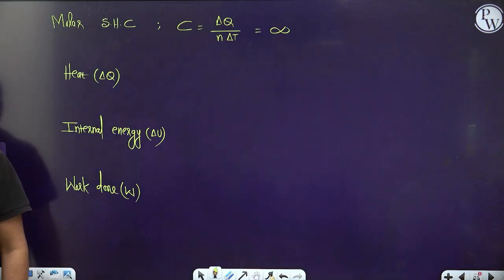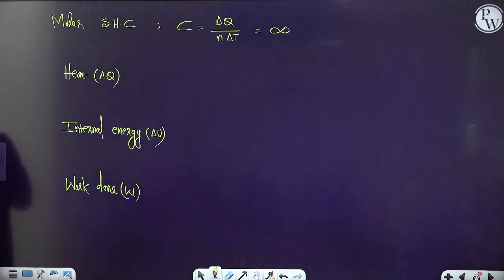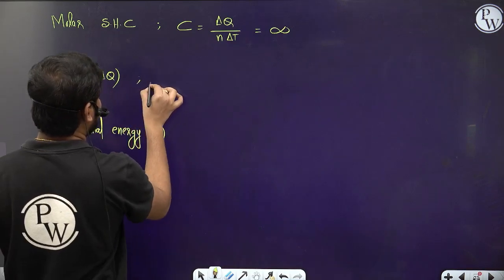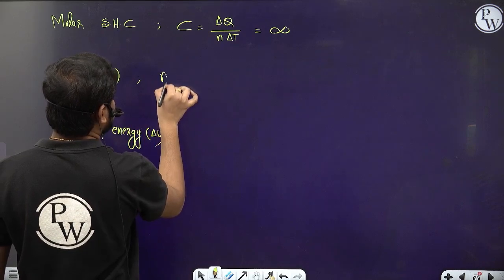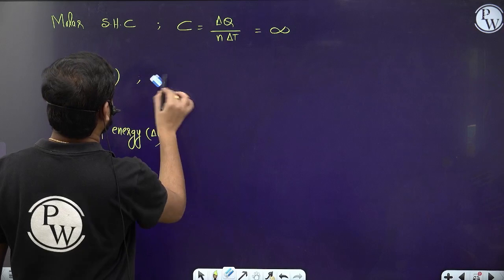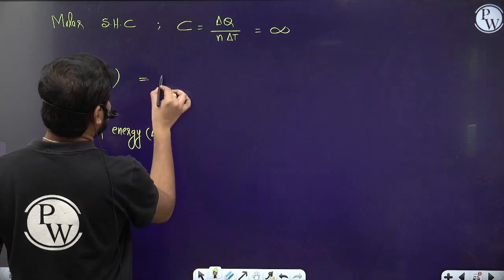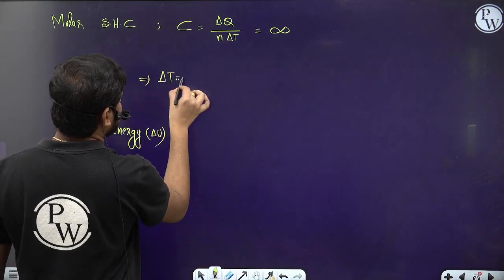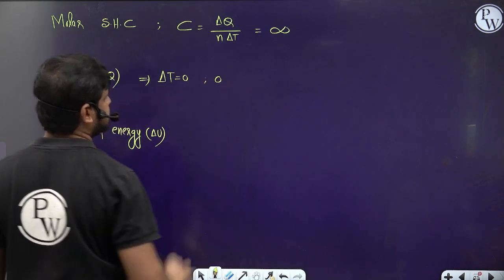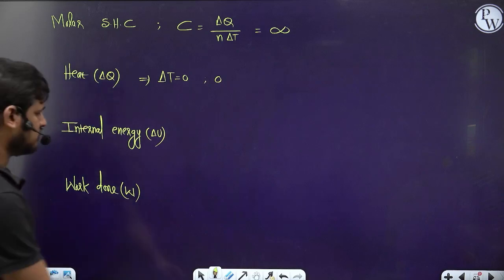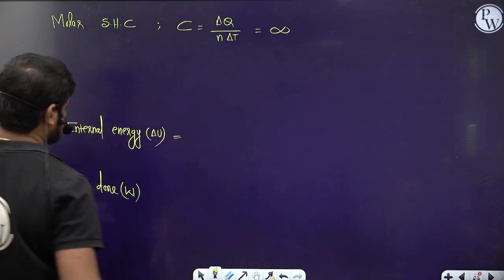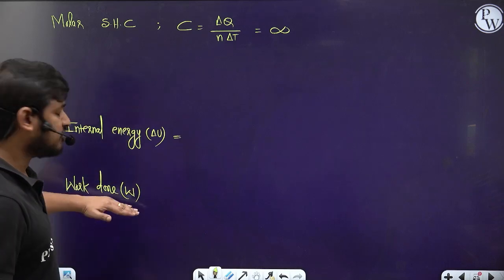So then what about the heat? The heat will be n CV delta T. So delta T is equal to 0. If you take any process, the heat is also going to be 0. Yes or no? Or else let's take out the heat term, we'll talk about it later. We will talk about the heat here.